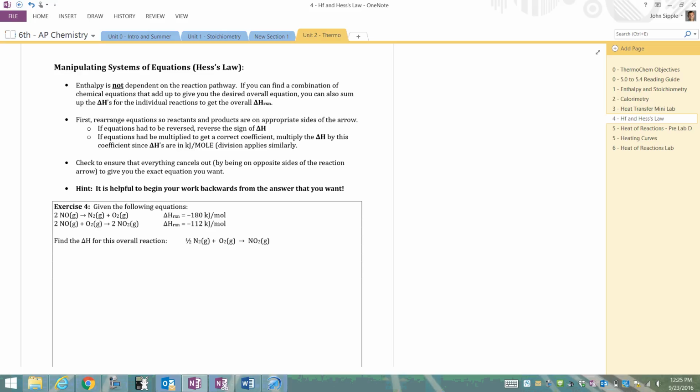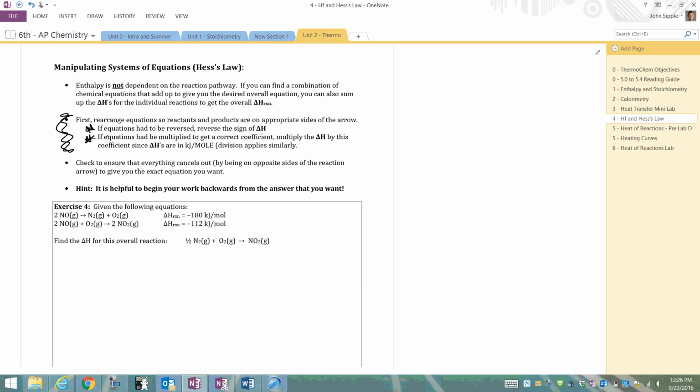Okay? So the deal is this. When you manipulate the equations, you have to change delta H, right? So this is the important stuff to keep in mind. If you have to flip an equation around, whatever you do to the reaction, you have to do to delta H too. If we flip it over and write it the other way, we change the sign of delta H. If we multiply the reaction or divide the reaction, same thing impacts delta H. We're going to divide or multiply the delta H value as well, okay?